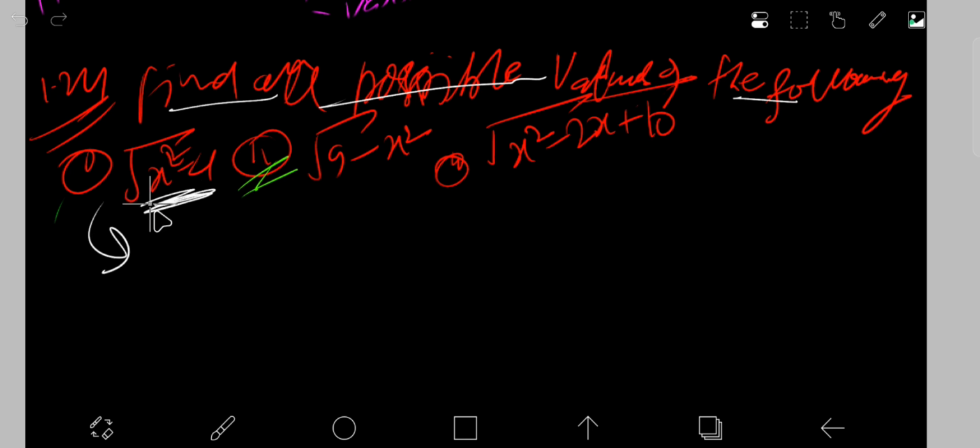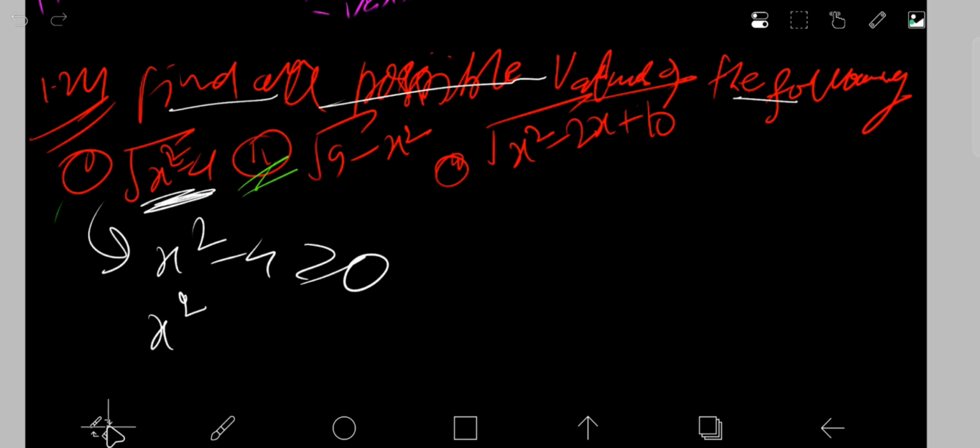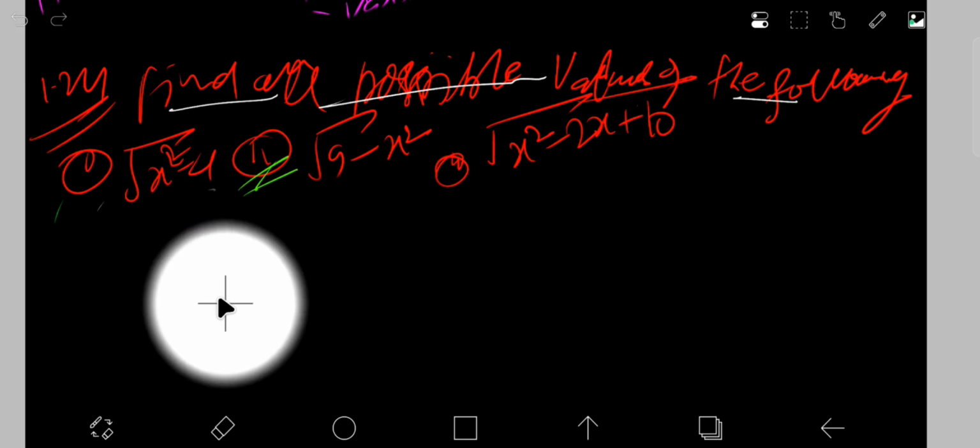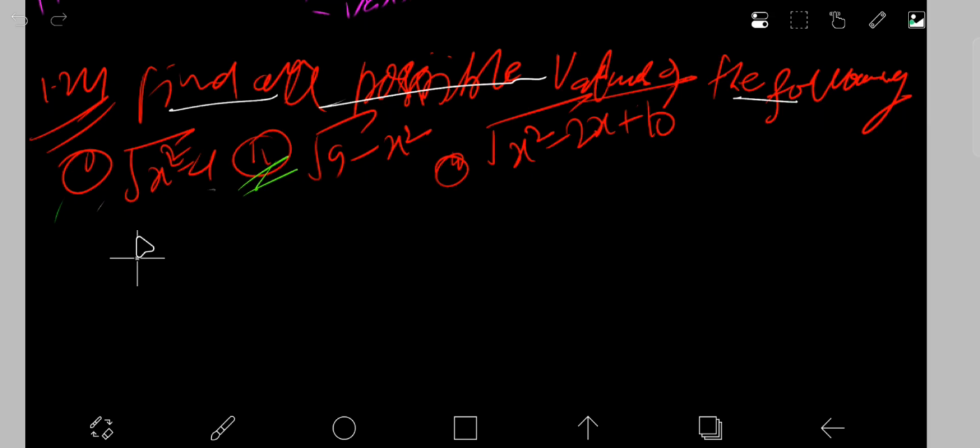First, what is the possible value of this one? This is greater than or equal to 0. When this is a solution, it is greater than or equal to 0. So the first is correct. This gives 0 when we take x equal to 2, then this gives 4 minus 4, which is 0. So the lowest value is 0 and the highest value goes to infinity. So this is the possible value.